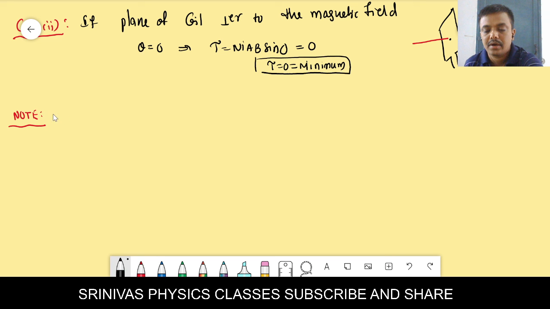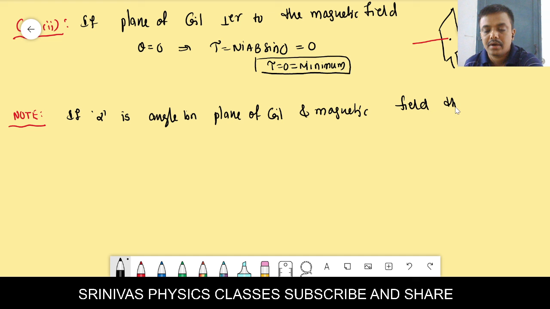Okay. Now if alpha is the angle between the plane of the coil and the magnetic field, then the formula for the torque on the coil is tau equal to NIAB cos alpha. We write it directly.